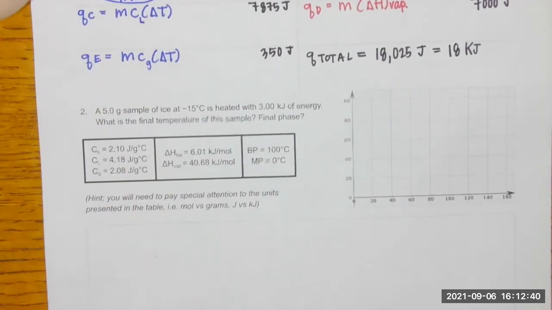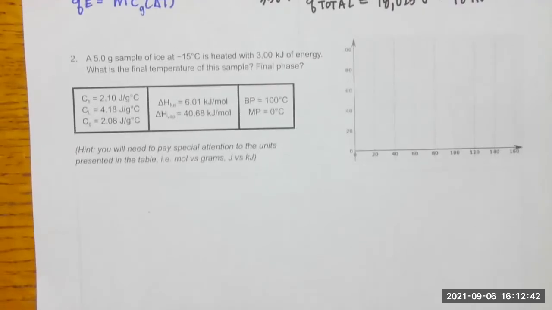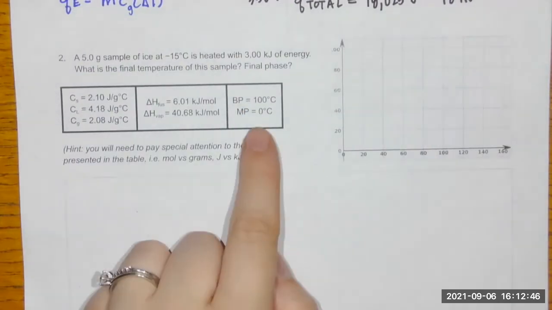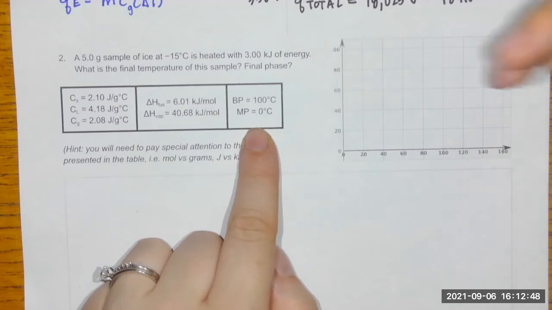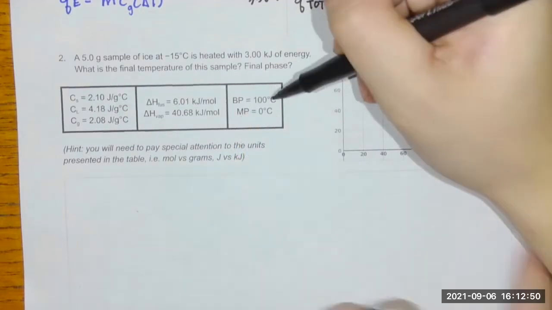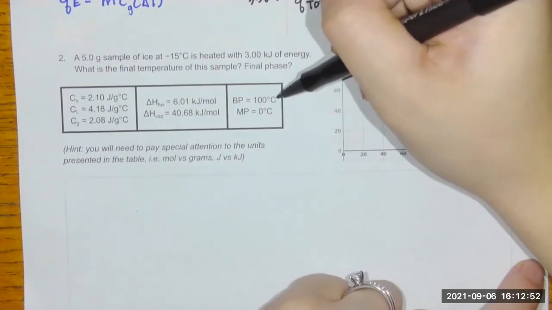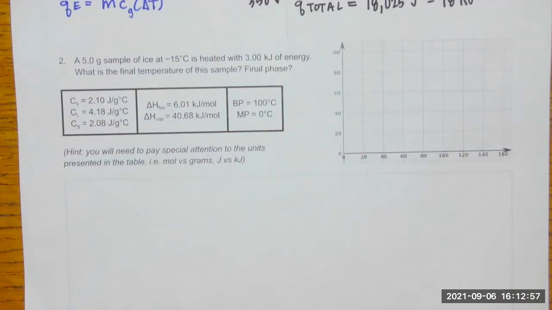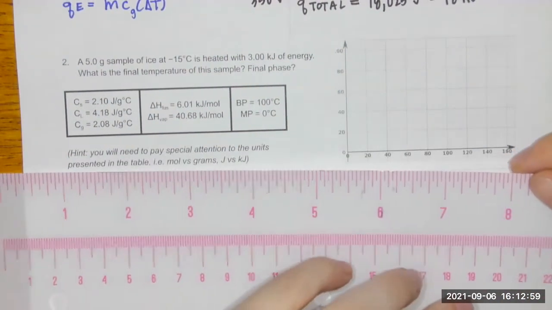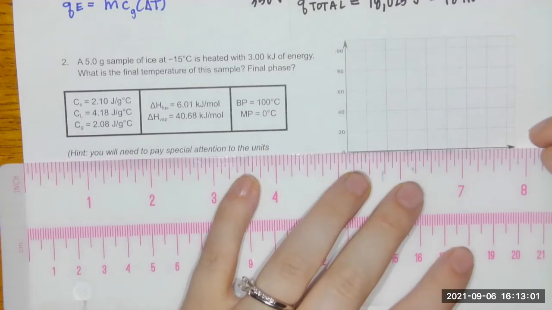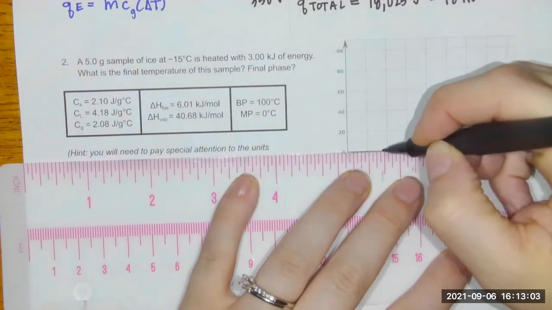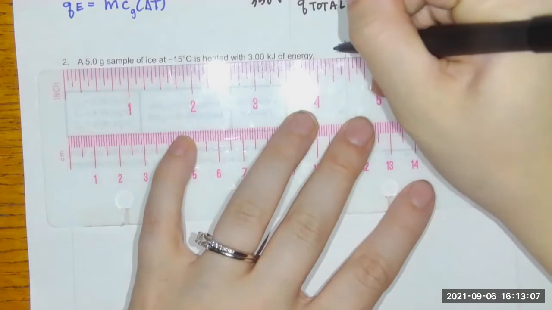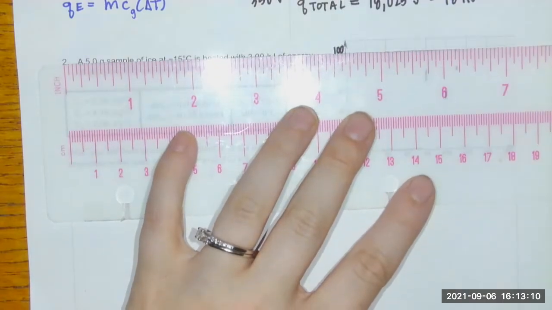Then down here, the next one is also a heating curve. It looks like it's the heating curve of water, because it's going to be boiling at 100 and melting at 0. So let me get my lines in here. We're melting at 0 and boiling at, that looks like it cut off, but that says 100.